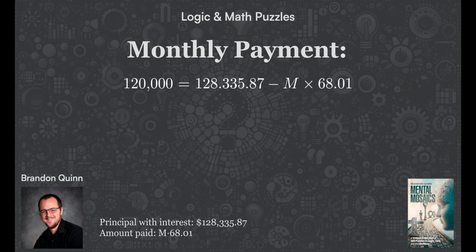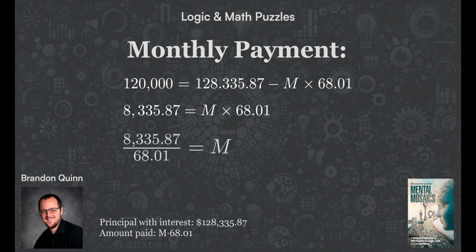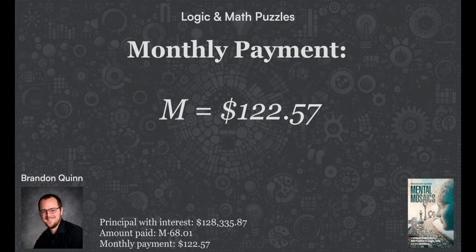We'll solve for M by combining everything we've found so far and then simplifying it further and further until we get M is equal to 8,335.87 divided by 68.01, which equals roughly 122.57, which corresponds to a monthly payment of $122.57. So with that, we have the solution to the first part of the problem.